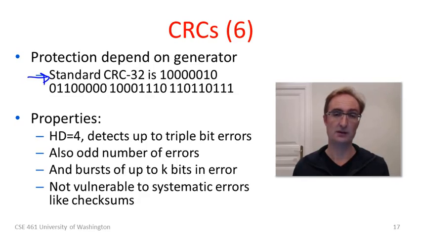This CRC, I'm just going to tell you the properties since we can't really work them out from first principles ourselves. The Hamming distance of this CRC is 4. This means it will detect all errors up to and including triple bit errors. So any 1, 2 or 3 errors, you're covered. 4 errors, there must be some way to get around it. It will also detect, like parity, any odd number of errors. In addition, it will detect all bursts up to k bits in error, where k here, for a 32-bit CRC, would be 32 bits. And it's also stronger than checksums in that it's not vulnerable to systematic errors. Checksums, because it's simply a sum, if you were to do something like insert a lot of zeros inside a packet, it wouldn't alter the sum, you wouldn't pick it up. With a CRC, if you move data around or add zeros or splice things together, it will pick it up.